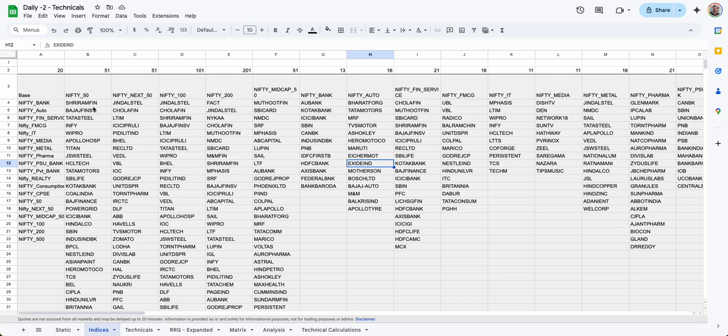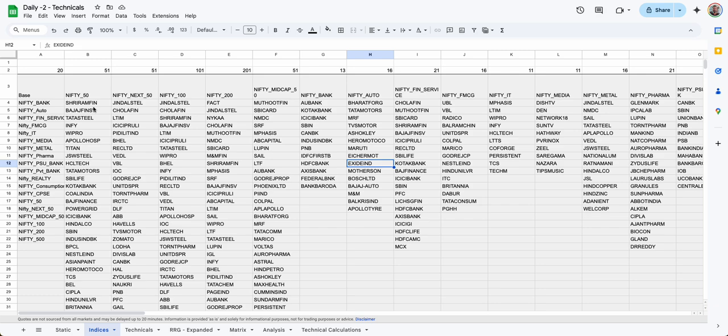Hi, let me show you how you can calculate strong sectors amongst the popular sectors in India's stock market. This is a concept called relative rotational graphs. This will help you identify relatively strong sectors and relatively stronger stocks within the sector.